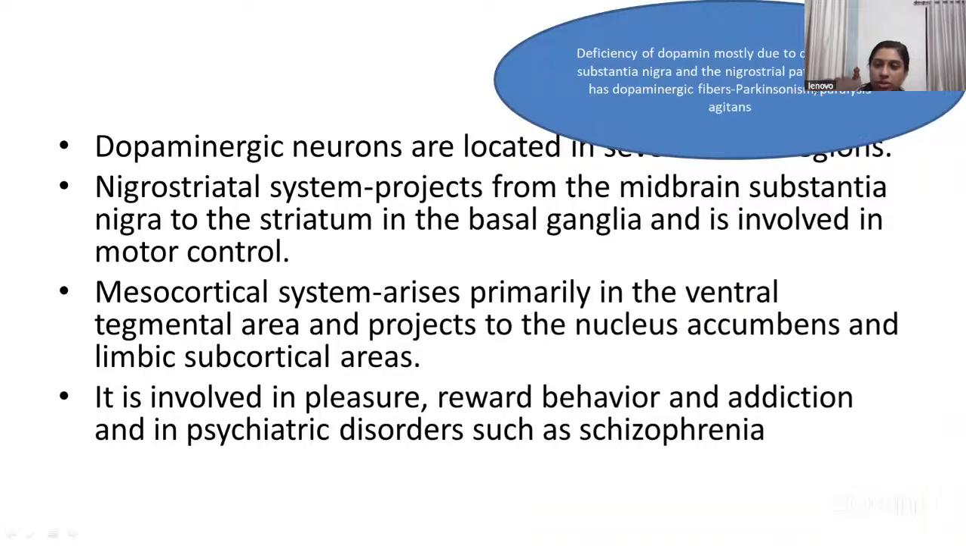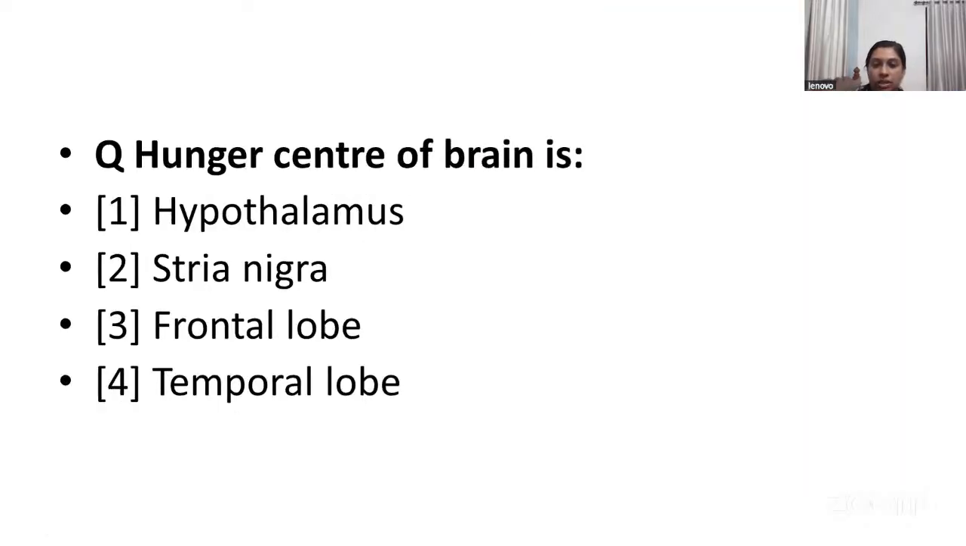Okay. This we have already mentioned. Due to the destruction of nigrostriatal pathway, this Parkinsonism is occurring. Another name for Parkinsonism is paralysis agitans. Next is hunger center of brain is. Options are hypothalamus, substantia nigra, frontal lobe, temporal lobe. Answer is hypothalamus. So, what are the functions of hypothalamus?